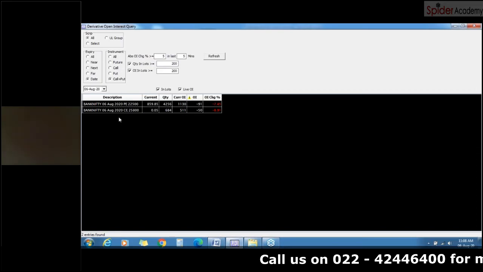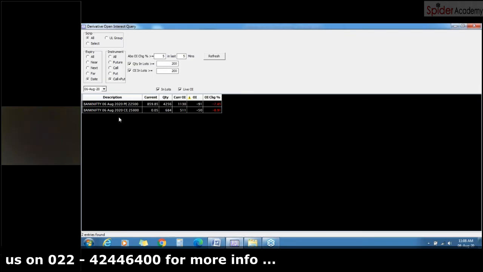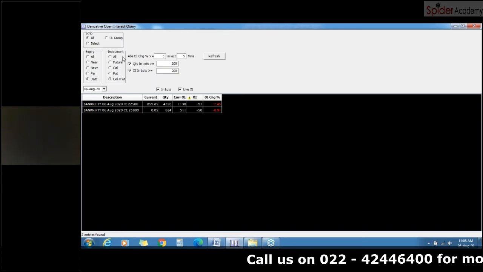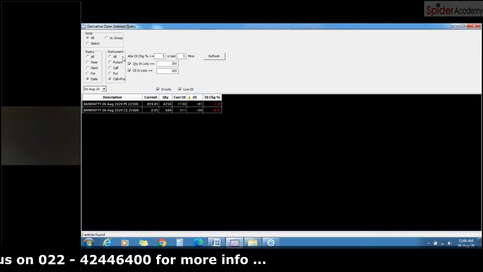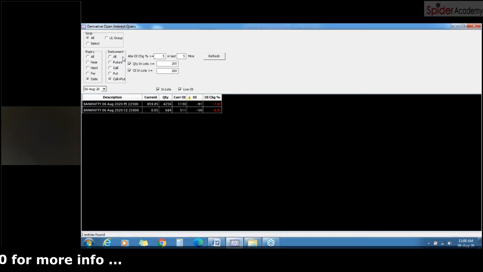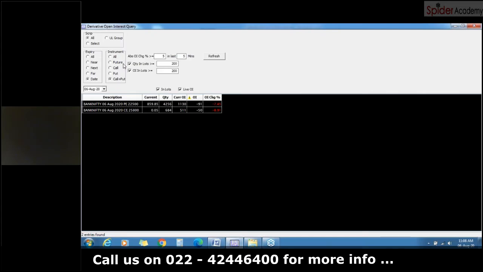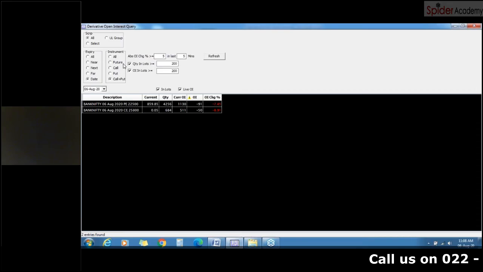The particular strike price. Here I have mentioned the instrument call, and now here we have an absolute OI change. Now we will look at how this derivatives open interest query will help us.